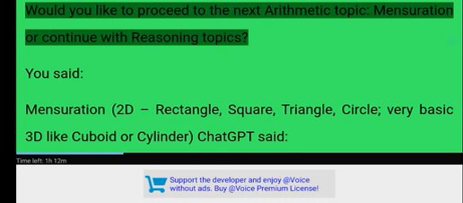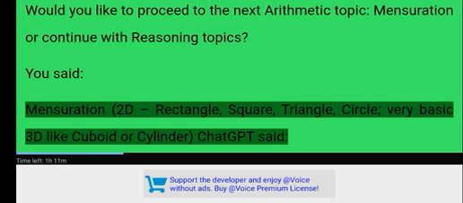Would you like to proceed to the next arithmetic topic, mensuration, or continue with reasoning topics? You said: Mensuration 2D, rectangle, square, triangle, circle, very basic 3D like cuboid or cylinder.